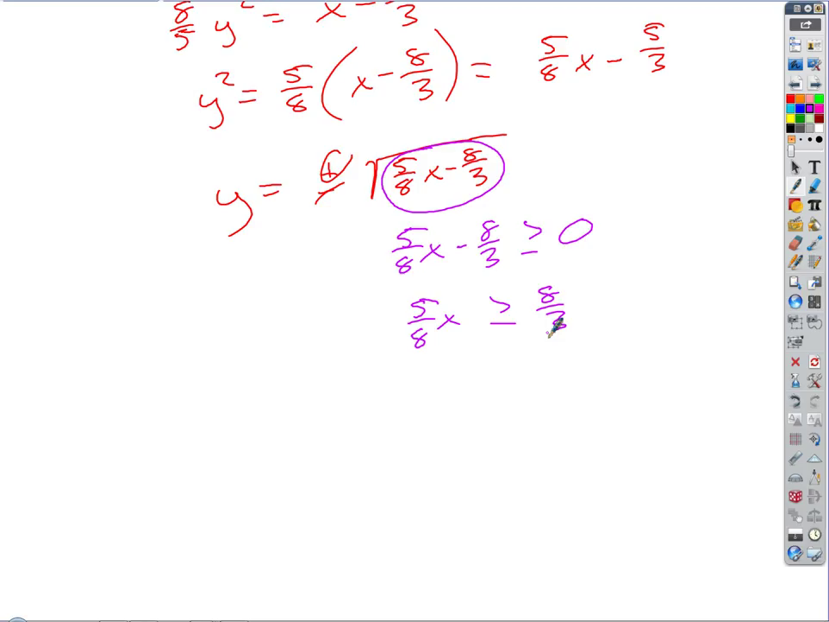To isolate x, add 5/3. Remember, oh yeah, 5/3. Oops, you're right. Good, 5/3. Okay, and remember the algebra of inequalities is exactly the same as the algebra of equations, with what's the only exception we have to worry about? If I multiply or divide by a negative, then I flip the sign of the inequality, but I'm not, am I? I'm multiplying both sides by positive 8/5, and so I just get x is greater than or equal to 8/3.